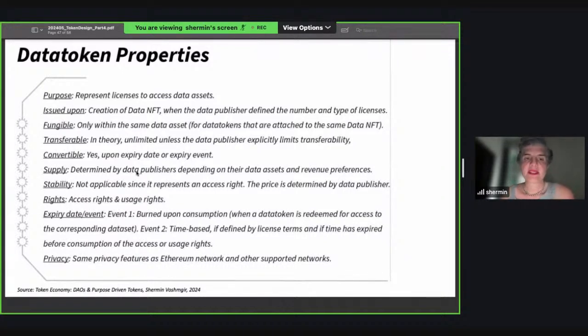Data tokens are in theory transferable, and transferability is unlimited unless a data publisher explicitly limits the transferability of these access rights, right? You might only want to grant access rights to your data sets to special people who are identified, or institutions that are identified, maybe also for privacy reasons. If you want to only share, for example, data you have for research purposes, you might want to limit transferability in this case. You might only want to identify the buyer, so the people who can access that data should only be researchers, for example. That would be an example of limiting the transferability. In theory, they can be unlimited. In practice, you could limit the transferability.